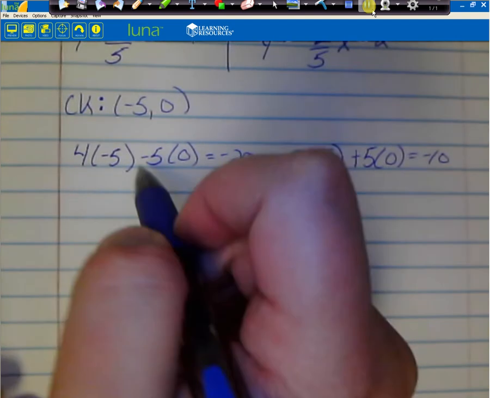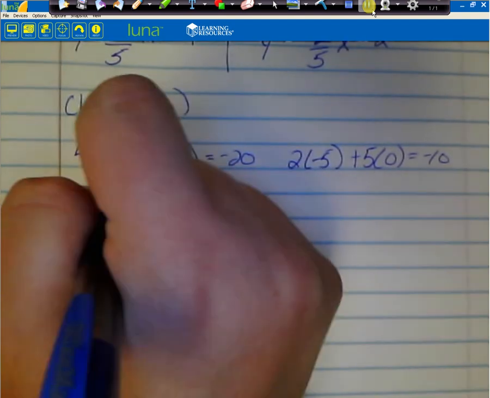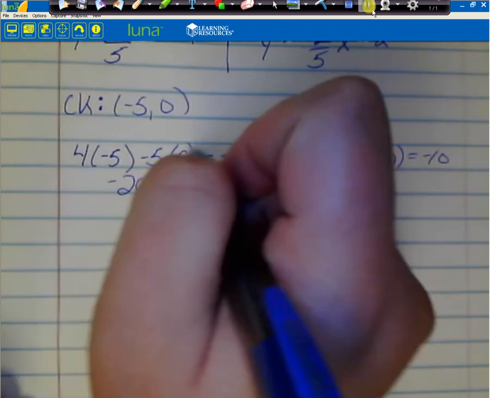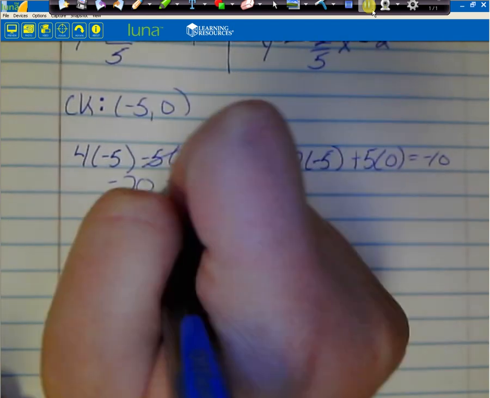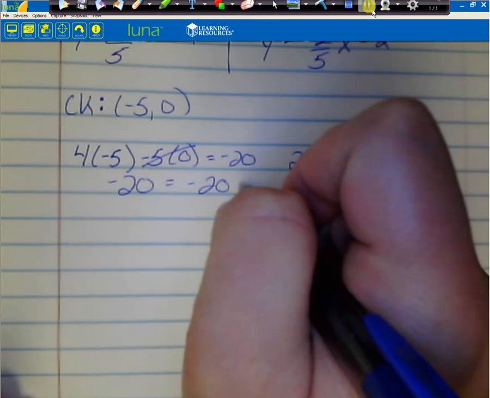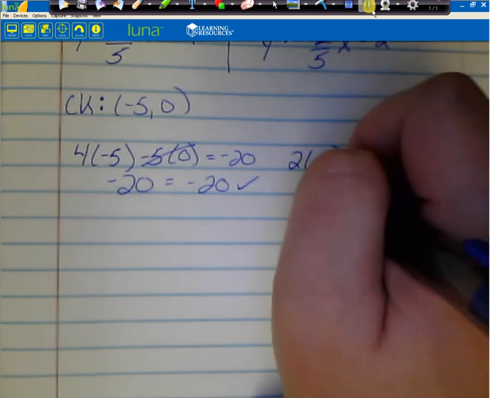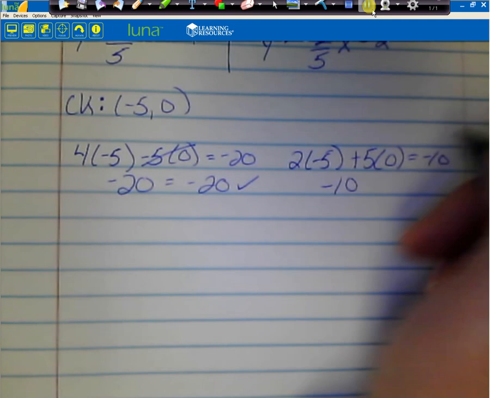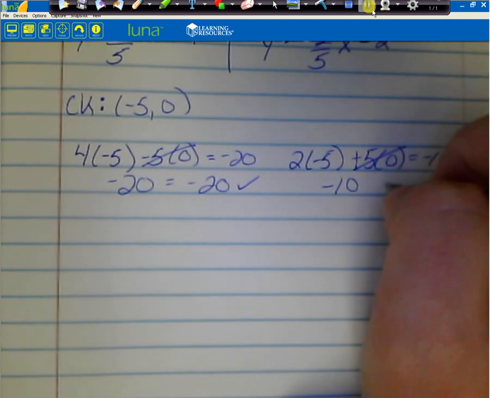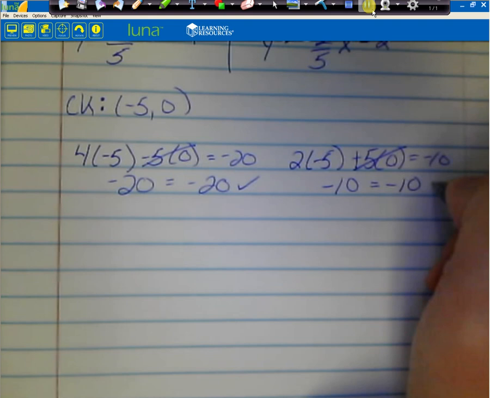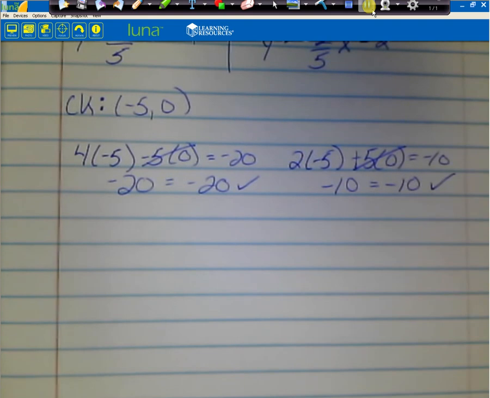Here, 4 times -5 is -20. -5 times 0 is just 0, so this gives me -20 equals -20, and that works out. Here, 2 times -5 is -10. 5 times 0 is just 0, so -10 equals -10. So it checks and works out for both. So I do have the correct point and the correct answer of -5, 0. Again, please make sure that you have that entire check before you move on.